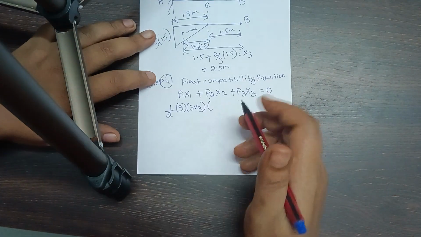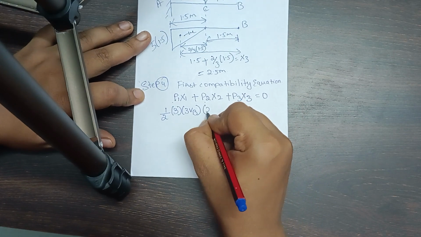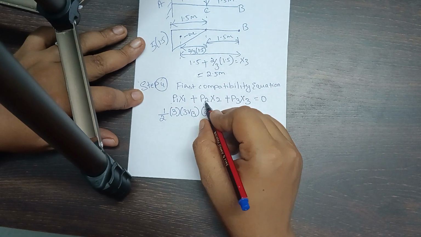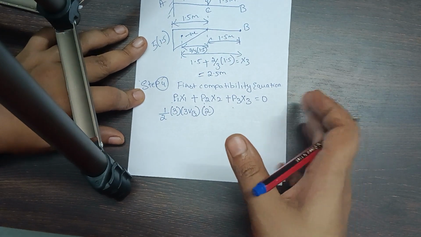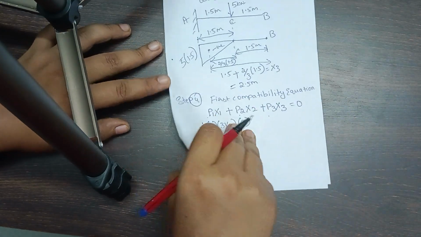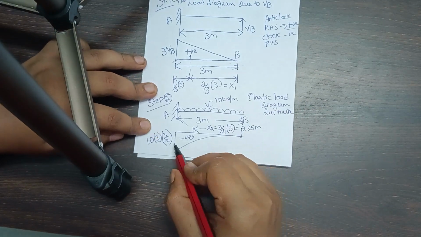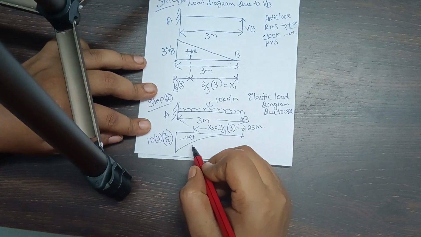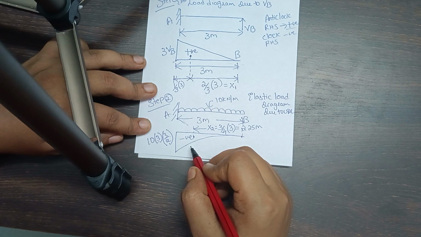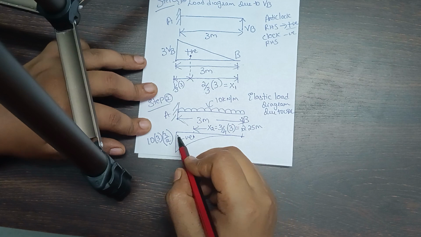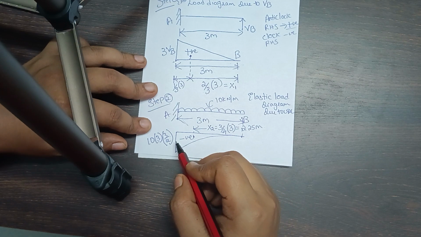So it is 2 by 3 of 3, it comes out to be equal to 2. Next, P2 x2. With reference to step 2 here, it is the parabolic variation. So the area of the parabola for P2 is 1 by 3 of base into height. For a triangle it is half into base into height.